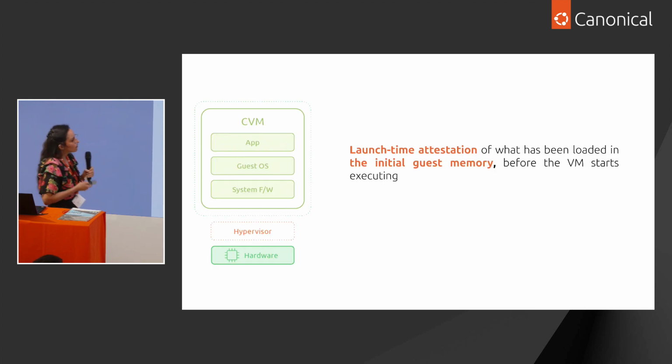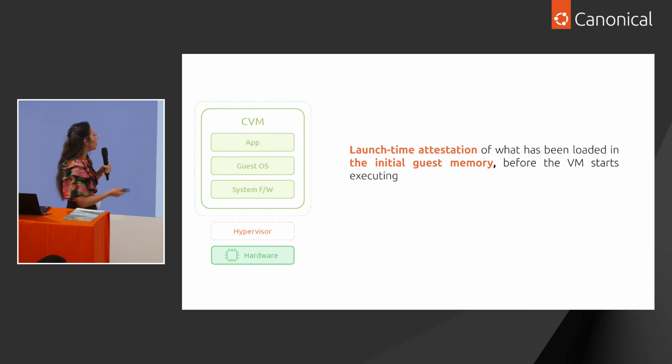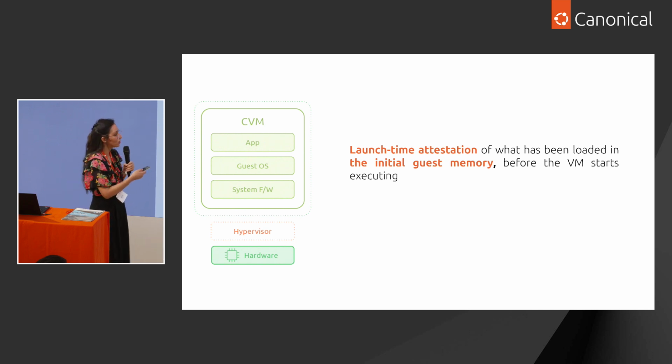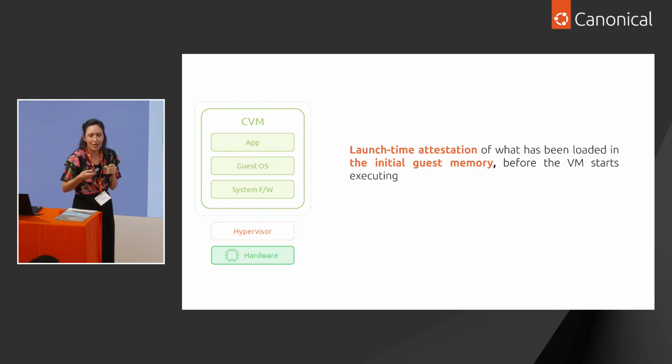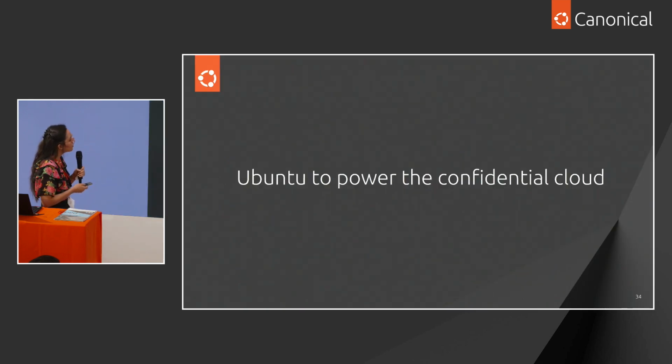Attestation. Silicon gives us the primitive to be able to basically have a hash, a measurement of the initial software that has been loaded into the guest memory. And Antoine is going to tell us how this attestation is expanded all the way up to give you the measurement of everything within your confidential VM.